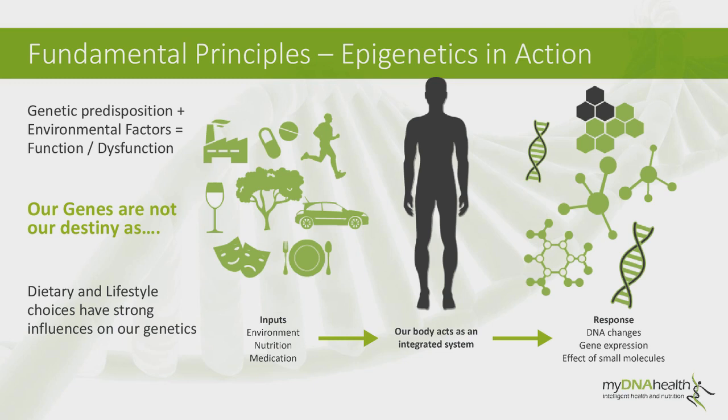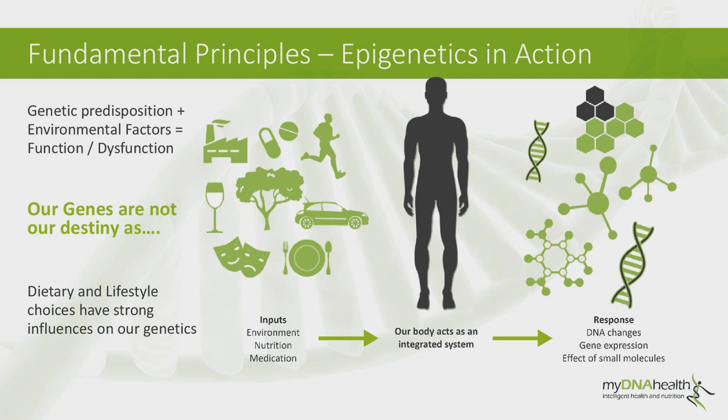But really, how does this affect us? What can we do? What is epigenetics in action? So it's really this understanding that we have our genetic predisposition, so that's our genes as such, our set that we inherit, and combined with our environmental factors can equal either function or dysfunction. So it's understanding that our inputs really have an effect on our genetics, and our body acts as this integrated system which produces what we've called here the response, but effectively is changes in our DNA, our gene expression, the phenotype that comes out really, and it is very much a complex set of small molecules.